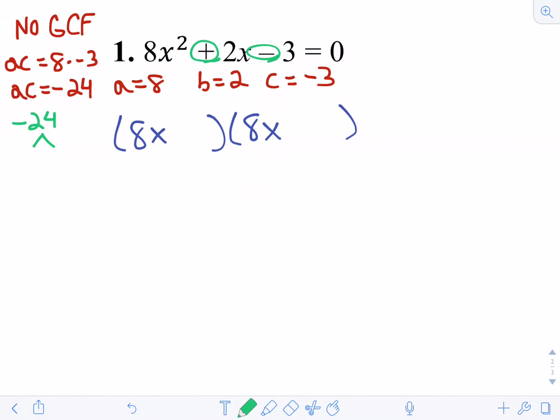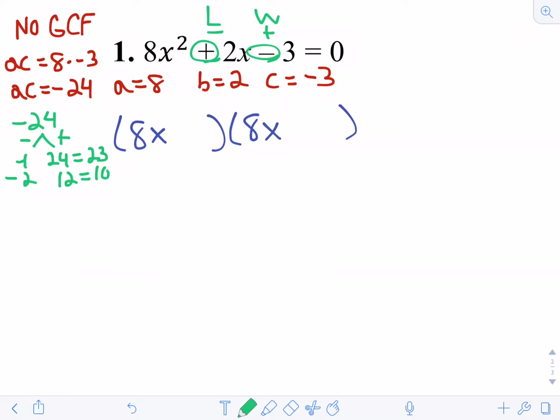Okay, so with the negative in the back, that means you're going to have a loser and a winner. The winner is always right here in the middle. So my winner is the positives, loser is the negatives, so a negative and a positive. All right, so let's just start. We have negative 1 and positive 24. That gives me 23. Negative 2, positive 12.